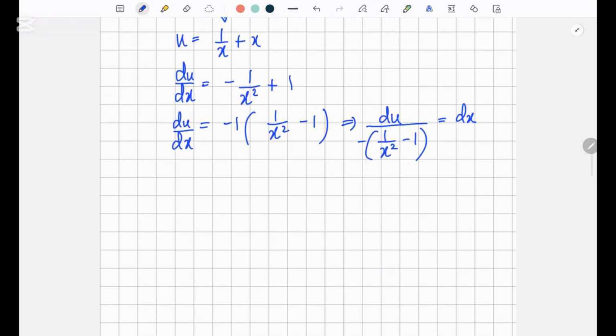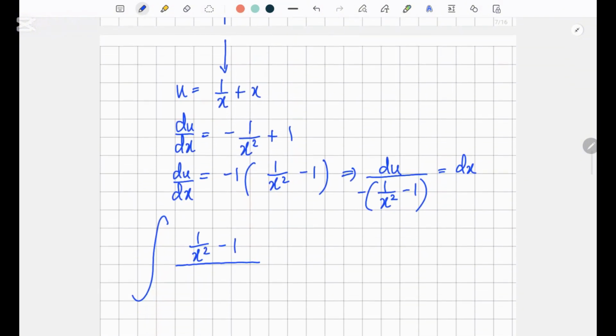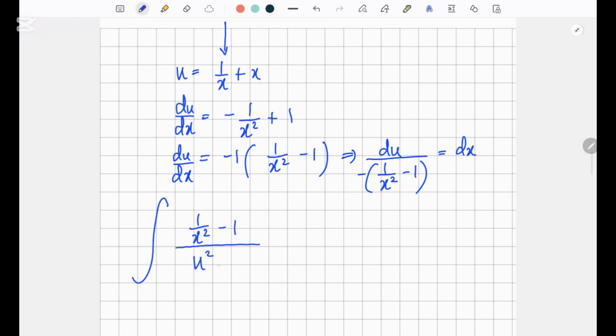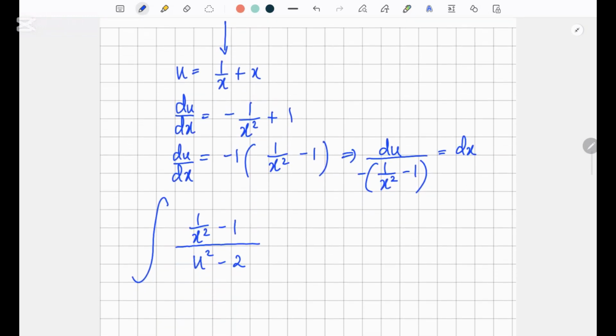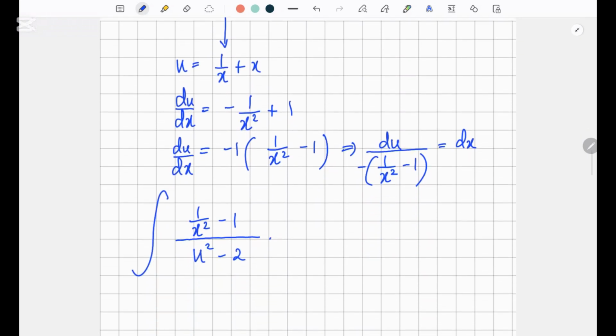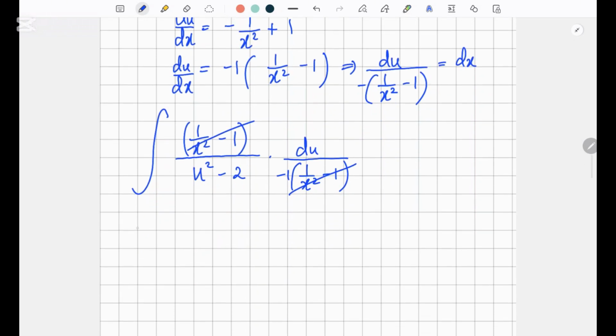Now let's go back into our question. So we have (1 over x squared minus 1) over, instead of (1 over x plus x) squared, I'm going to write u squared minus 2, dx. Instead of dx, I'm going to write du over (minus 1 times (1 over x squared minus 1)). So you can see the numerator cancels off with this, right? So you could take the minus 1 out. And now what you have to integrate is 1 over u squared minus 2 du.